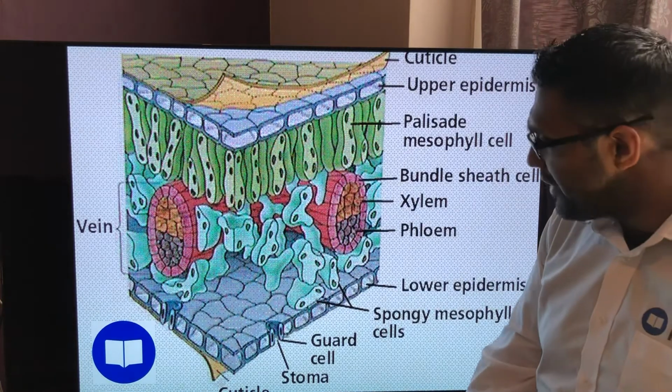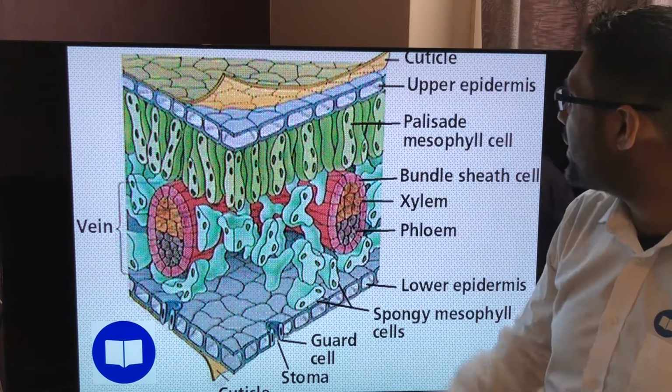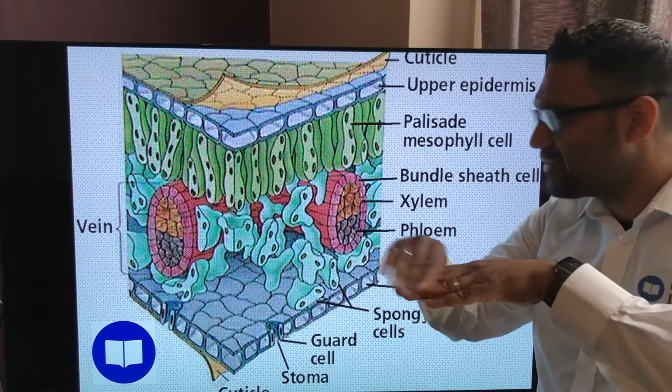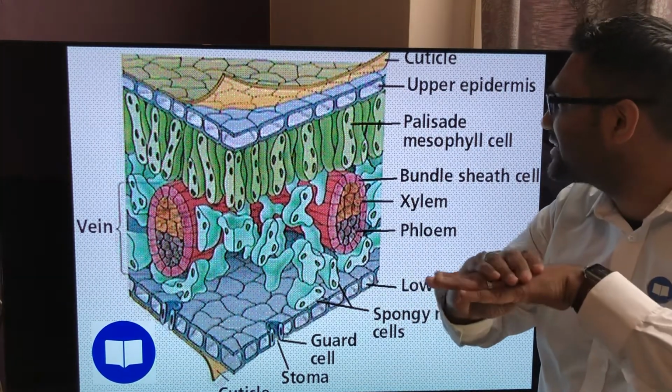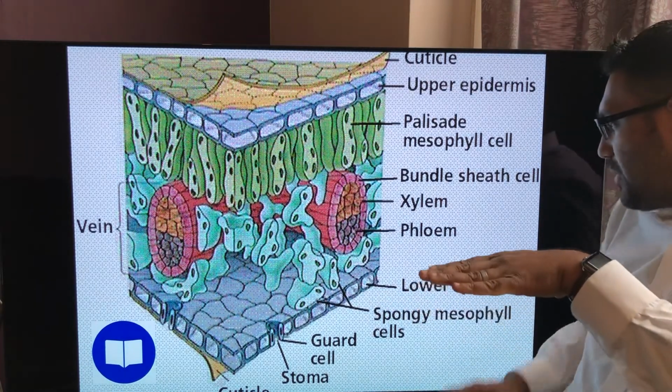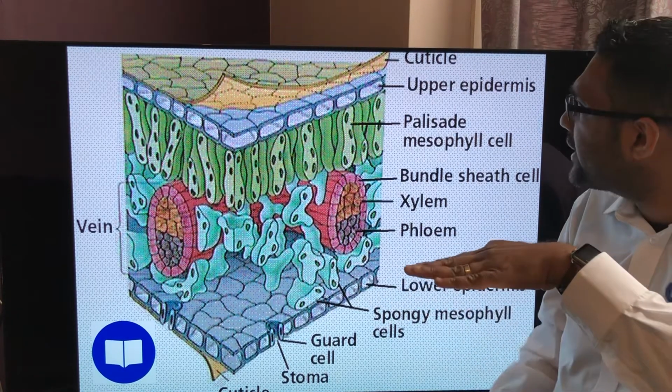You've got the top layer and the bottom layer, which we call the upper and lower epidermis. It's a bit like the skin on your hand, dermis meaning a skin layer. You've got the upper layer and you've got the lower layer, the lower epidermis. You've also got a cuticle underneath there.